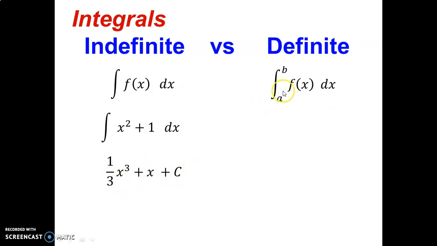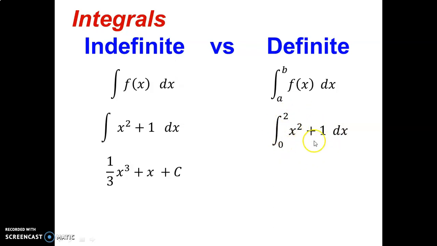Definite integrals look like this. Everything looks the same except for these two here. These two represent two numbers. They are called the bounds of integration. Basically a starting point and an ending point. So in our example, we've been talking about finding the area under this function from 0 to 2 on the x-axis.